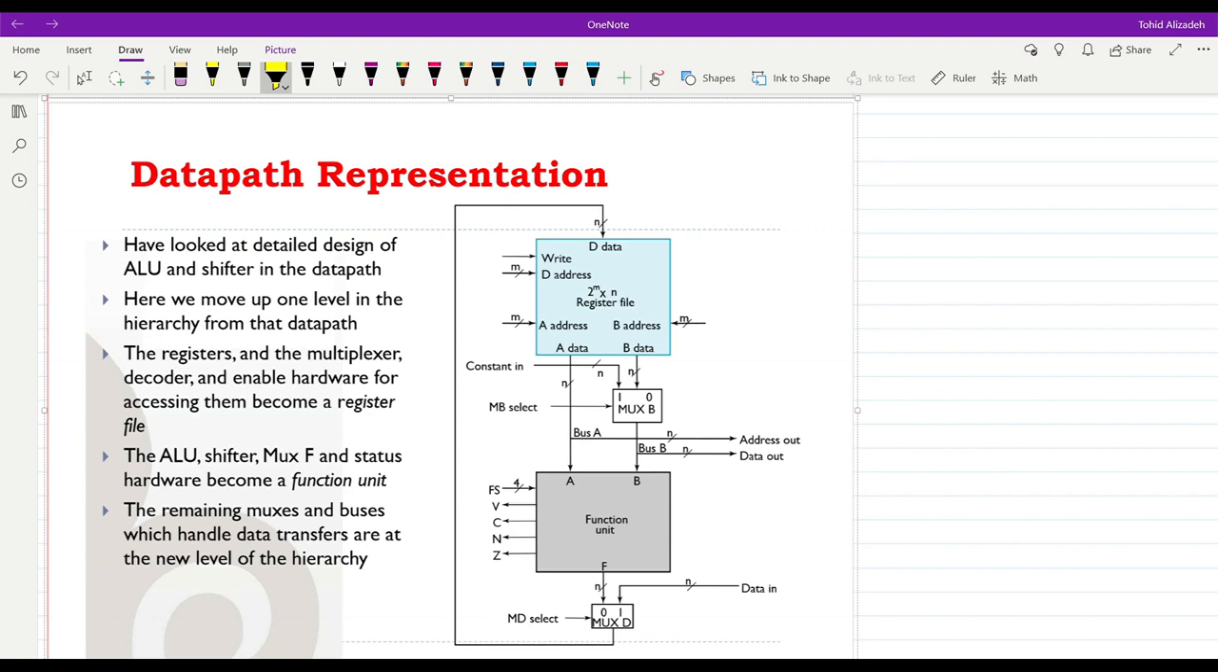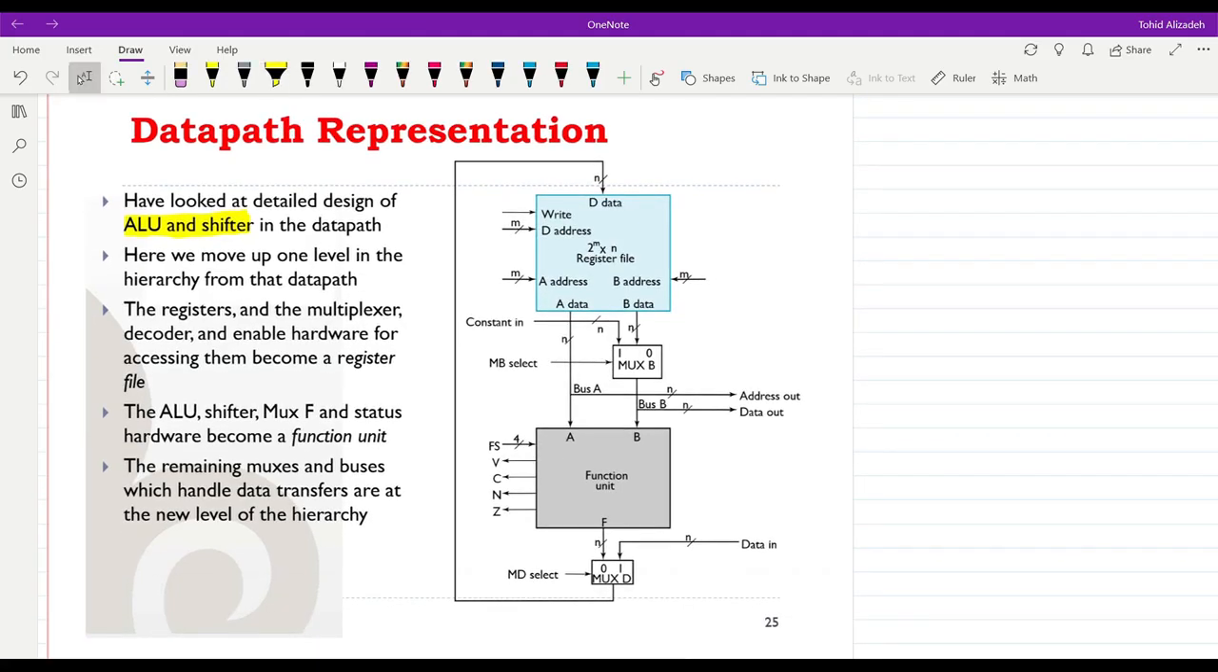Alright, so here we have another look at our datapath. We have already seen the details of the ALU and shifter, which are two of the main components that we have in the datapath. And now here we have another look at our datapath without too much detail regarding the ALU and shifter, and also the registers that we had. So the registers and the multiplexers, together with the decoder and enable hardware for accessing them, now become a register file.